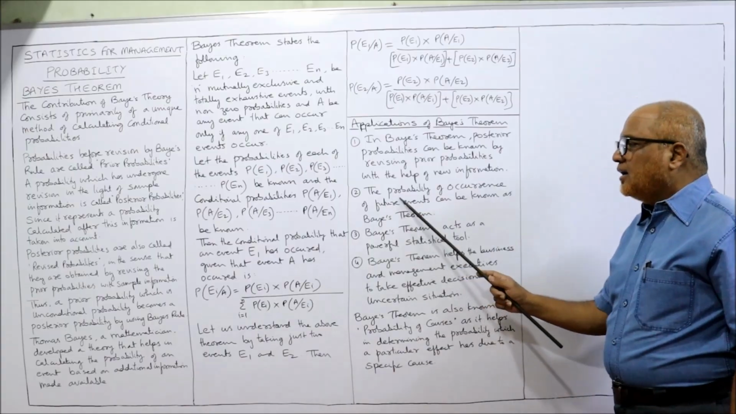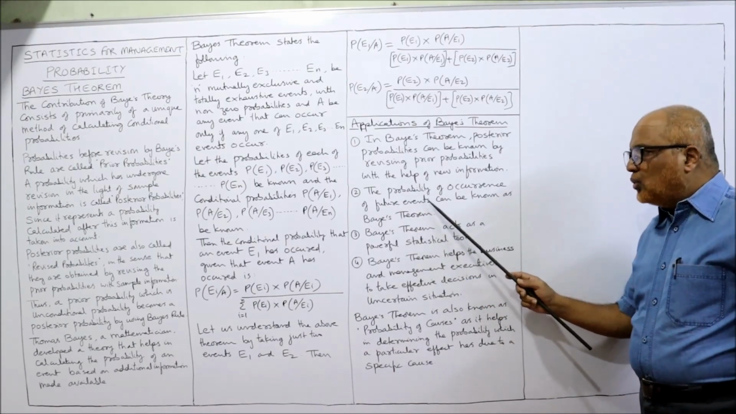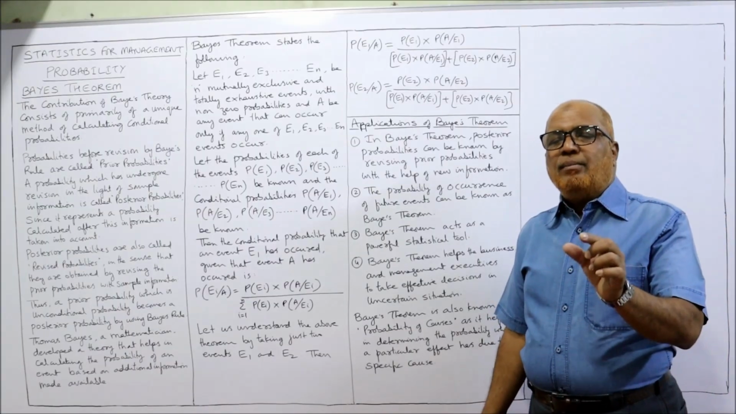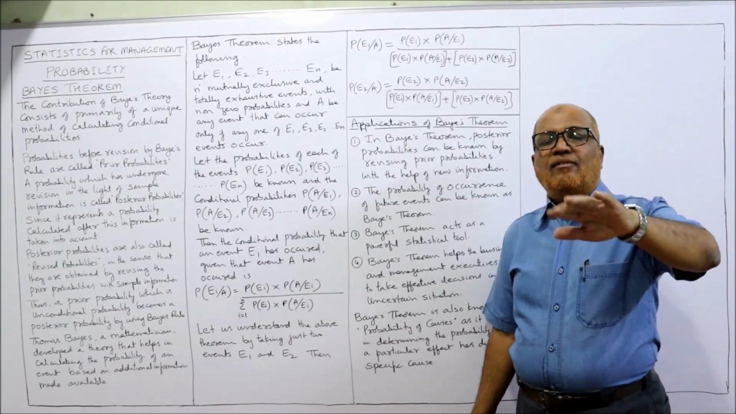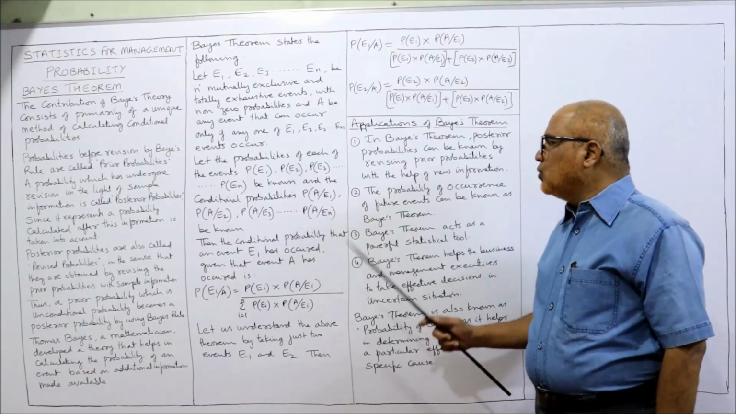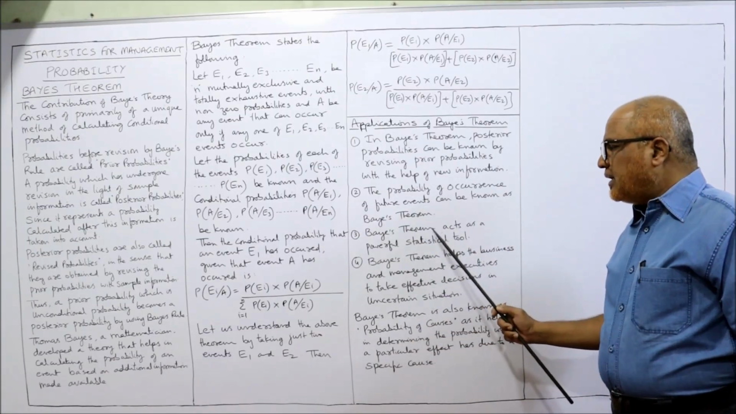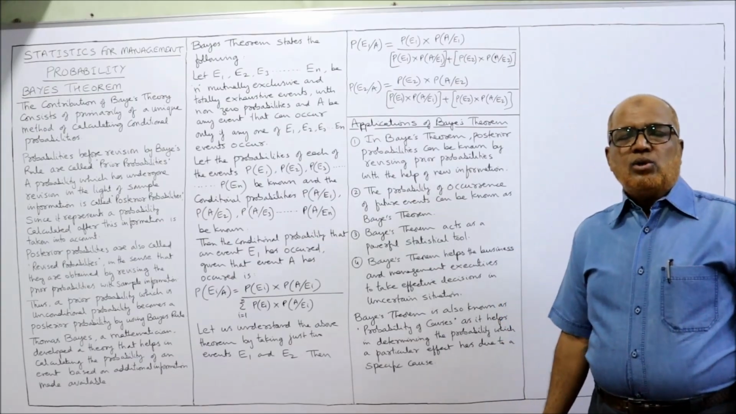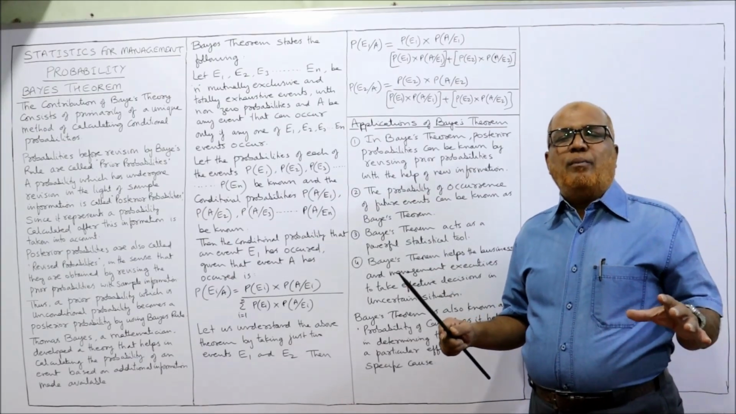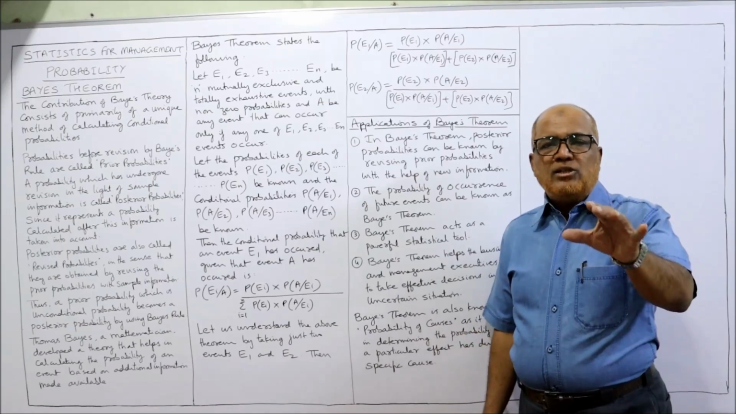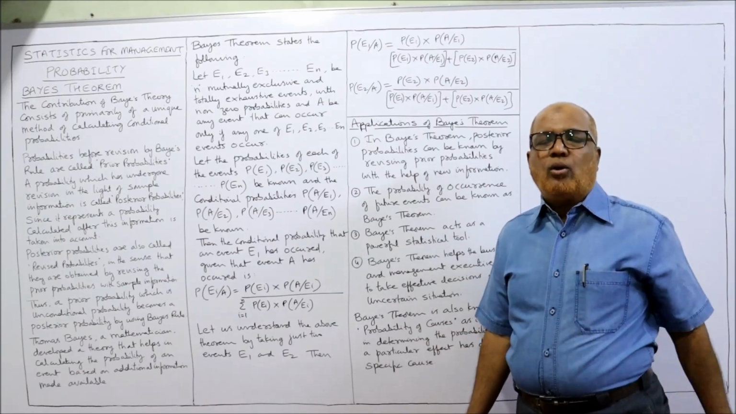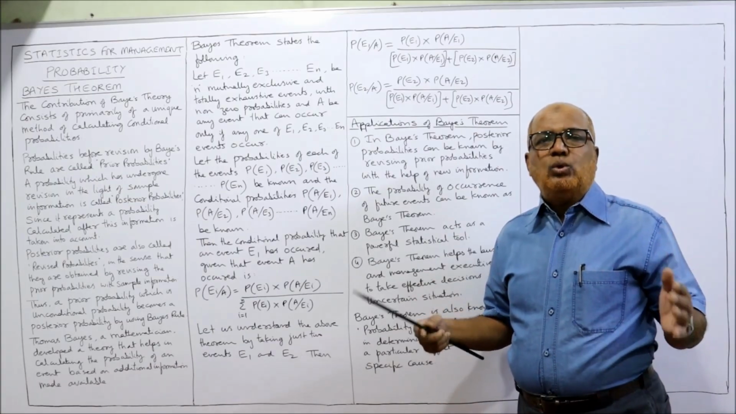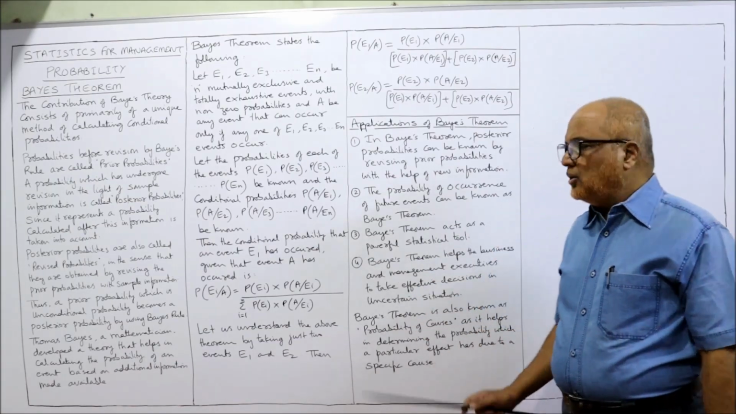Secondly, the probability of occurrence of future events can be known by Bayes theorem. So Bayes theorem will be used for calculating future events, future probabilities. Then Bayes theorem acts as a powerful statistical tool. In the entire gamut of probability topics, the Bayes theorem occupies a very important role. It is a very important statistical tool in probability theory.